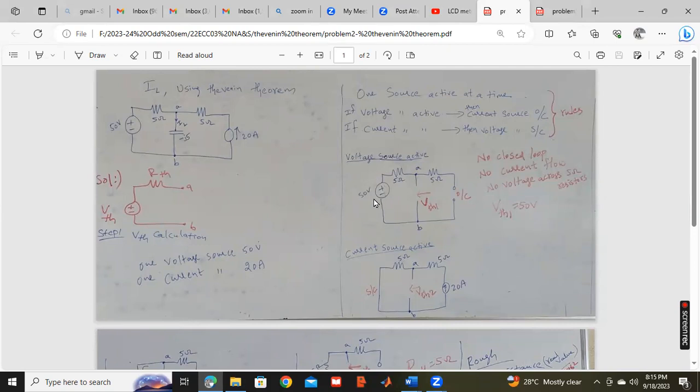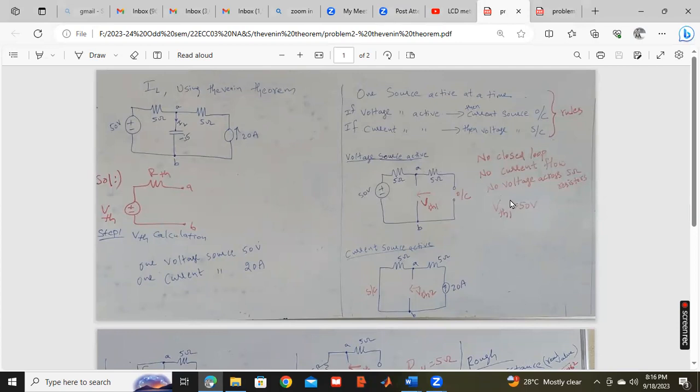This is the first case. I am keeping the voltage source active and the current source inactive, which means I am putting it open circuit. Across AB, I have to calculate V Thevenin. There is no closed path, so no current is flowing. No voltage drop in the 5 ohm and 5 ohm resistors. So across AB points, the voltage available is 50 volts only. This is case 1, V Thevenin value 50 volts.